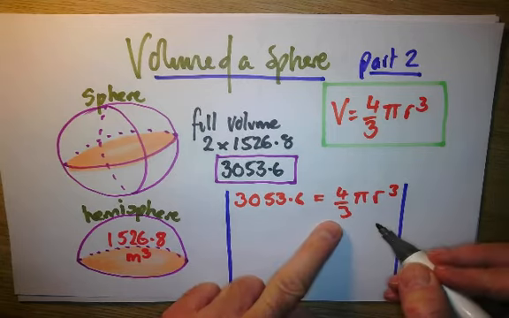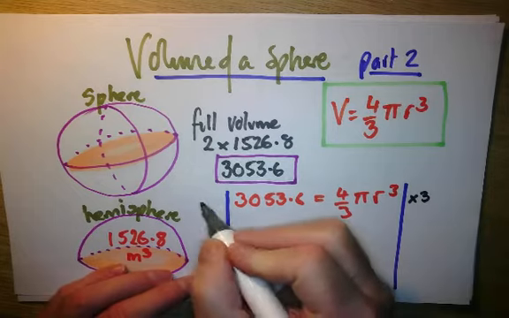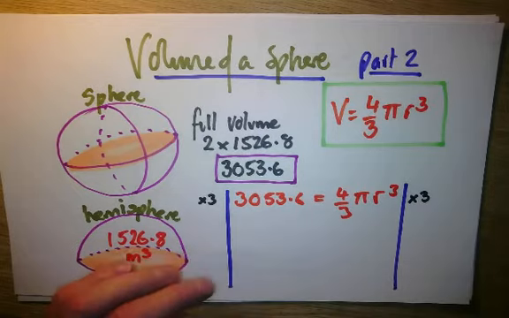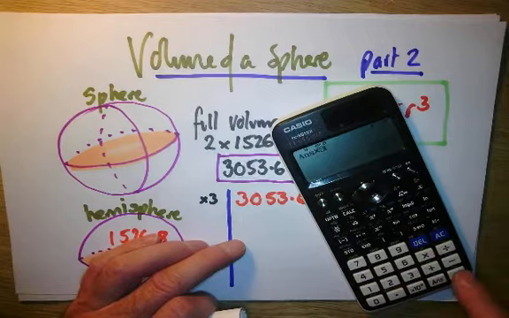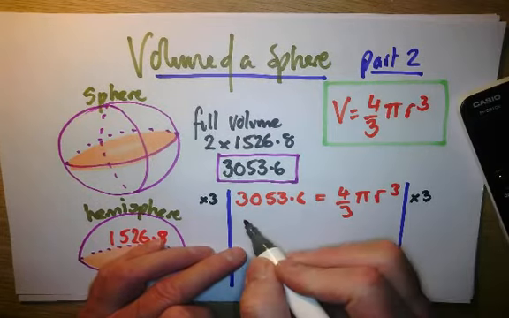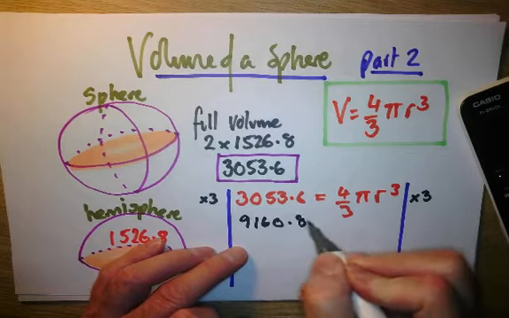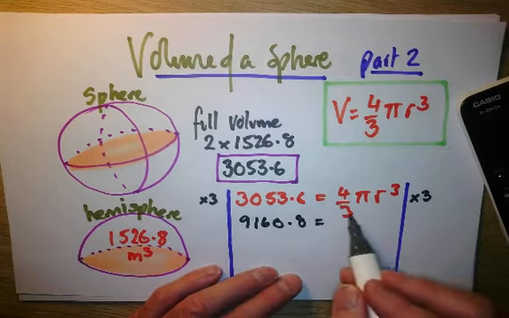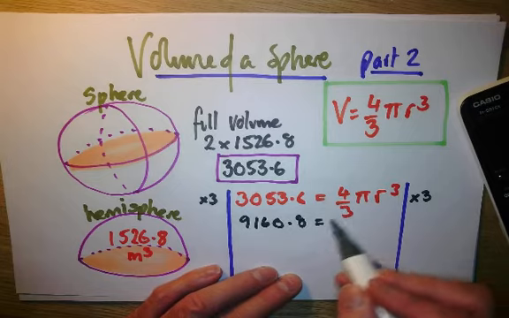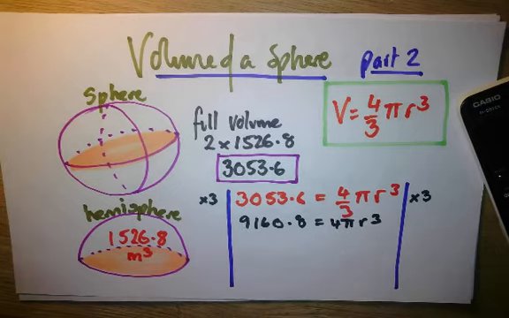So first thing I'm going to do is get rid of the divide by 3. So I'm going to times both sides by 3. Okay, so I have kept that number in there, and I times by 3, and I equal it. So on my left hand side, if I times that by 3, I get 9160.8. And on this side, because I've times by 3, I cancel that function. So I'm left with 4 pi r cubed, because I've got rid of the divide by 3.